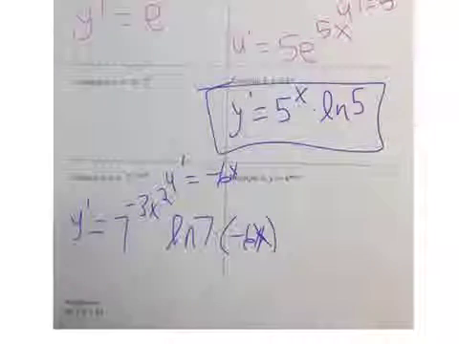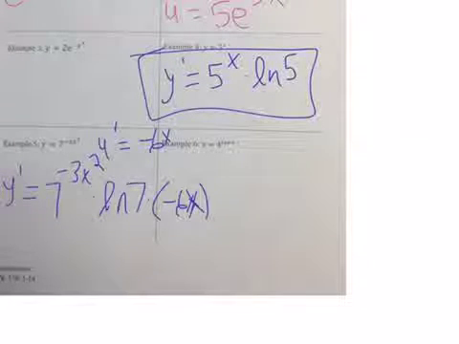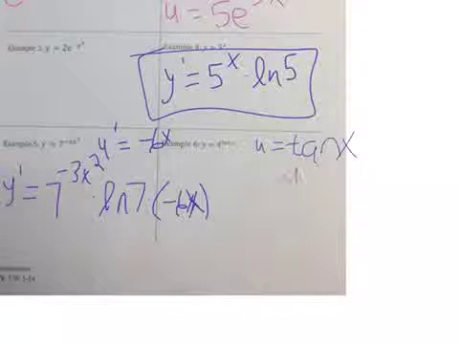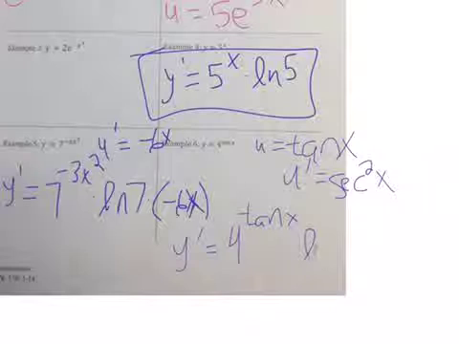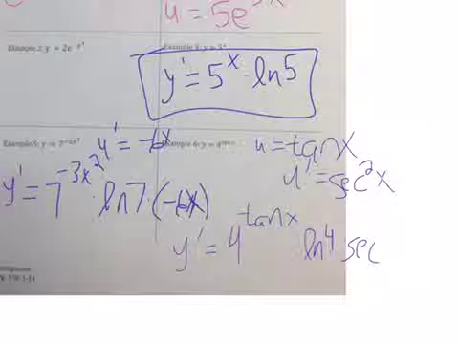So finally, example 6, 4 to the tangent x. u is tangent x, and then u prime is the derivative of tangent x, which I'm sure we all remember is secant squared x. So this is going to be y prime equals 4 to the tangent x times the natural log of 4 times the derivative of our exponent, which is secant squared x. And again, you can rearrange this if you want to, but we can't actually combine anything. So that's pretty much it as far as this goes. So we're doing 1 through 14 on page 178, and that's it.